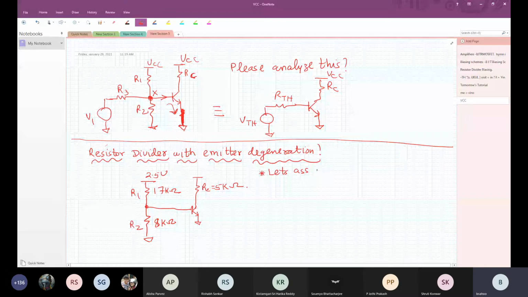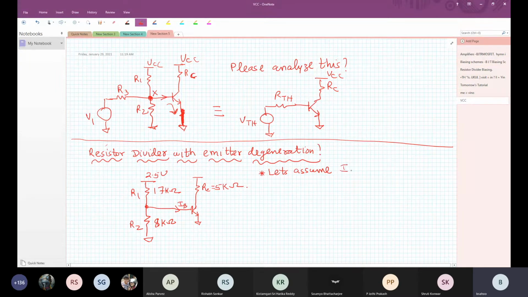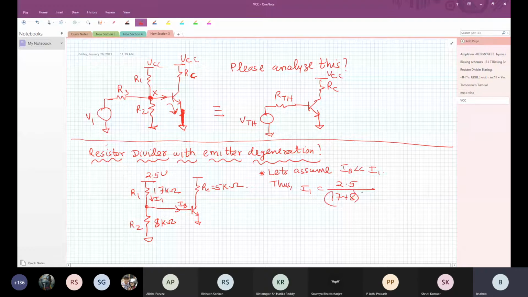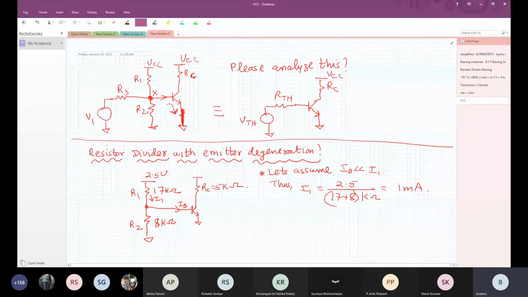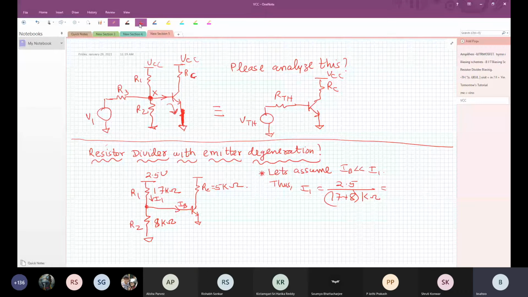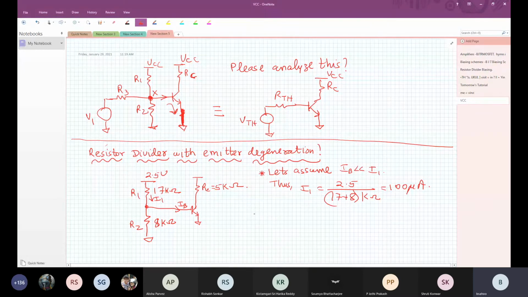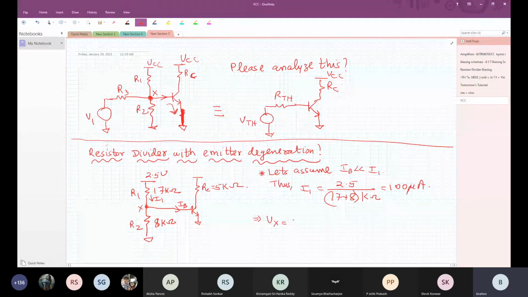IB is much smaller than I1. Thus I1 equal to 2.5 divided by 17 plus 8 kilo ohms equal to 1 milliamp, right? No, 100 microamps, sorry, 100 microamps. Equal to 100 microamps. Thereby, Vx, this node, implying Vx equal to 8 kilo ohms times 100 microamp equal to 800 millivolts.